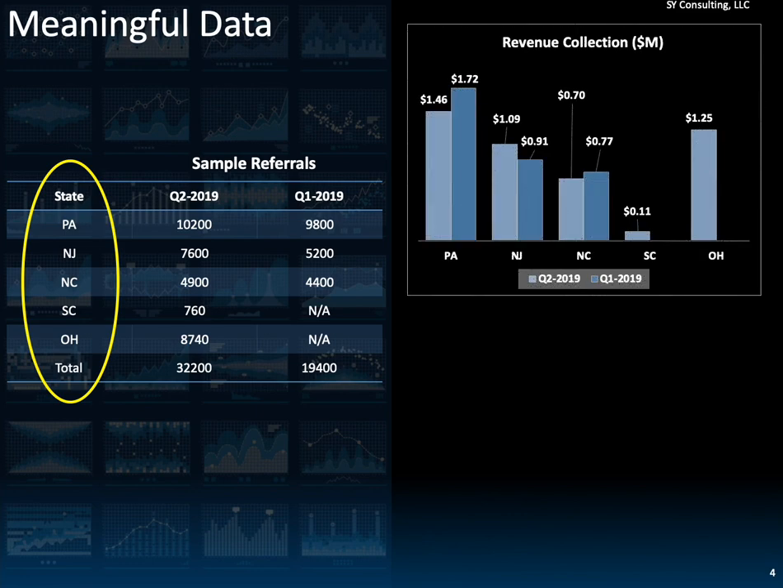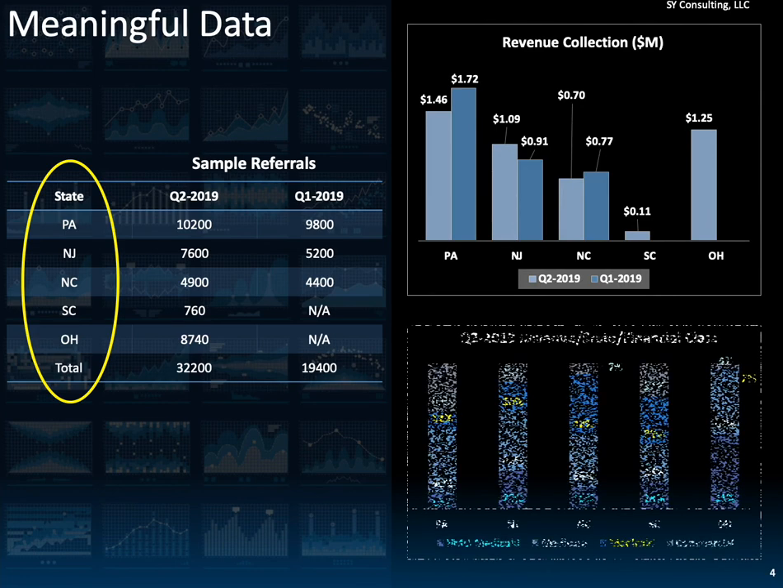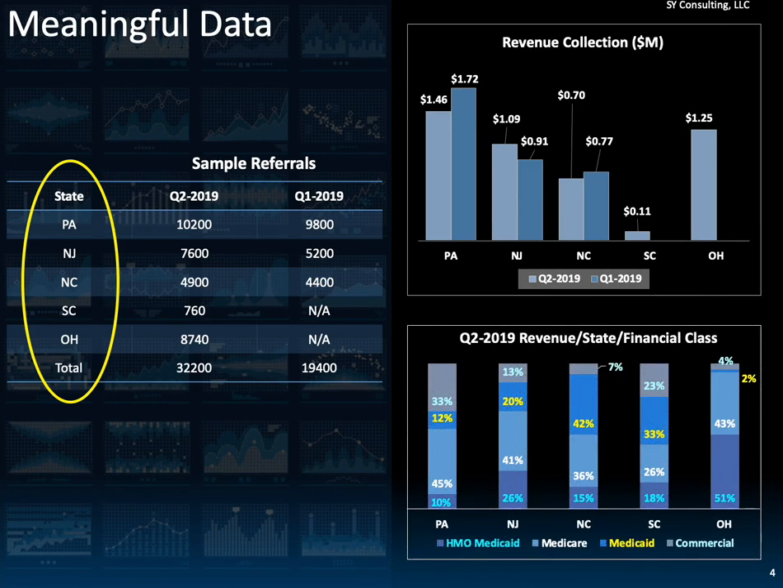To further drill down where the Q2 disconnect is between sample volume and collections is to identify referrals by state and by financial class. Here you can see that the high-volume HMO Medicaid samples from Ohio are limiting collection opportunities. This information is your meaningful data from which better business decisions can be taken.